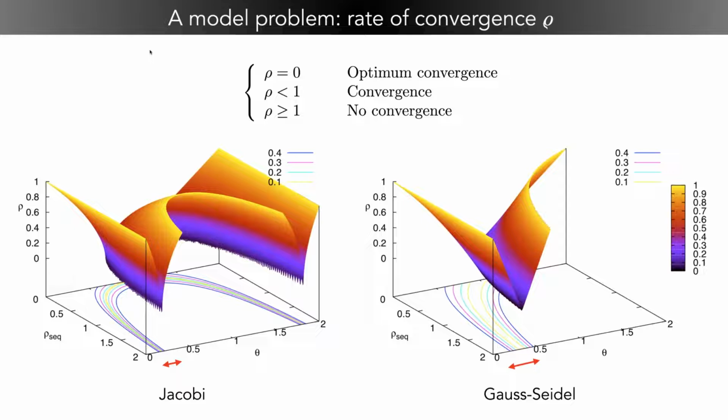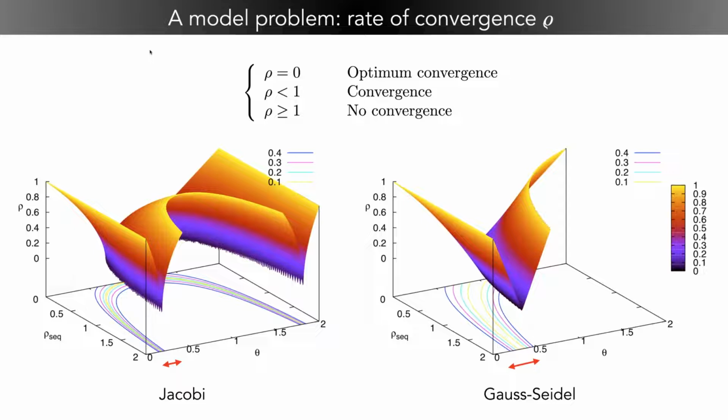So rho equal to 0 is optimum convergence. We converge in one iteration. So there's always a relaxation parameter that enables us to converge in one iteration. So below 1, we converge, and above 1, we don't converge. So we have the Jacobi on the left-hand side and the Gauss-Seidel on the right. So it seems a priori that the Jacobi has a more extensive range of relaxation parameter to reach convergence, but this is not important because if you put a line in one, it's exactly the same, just symmetric.